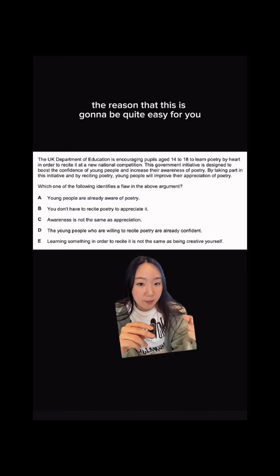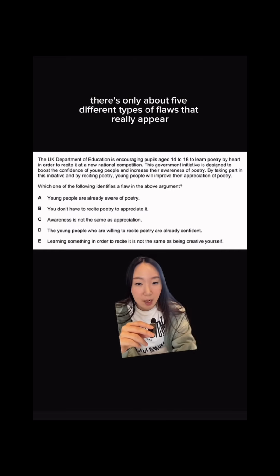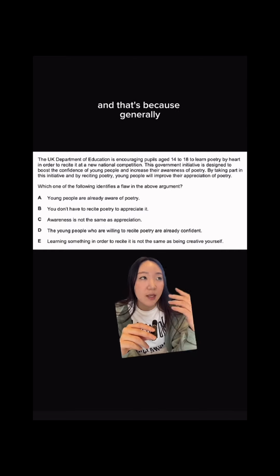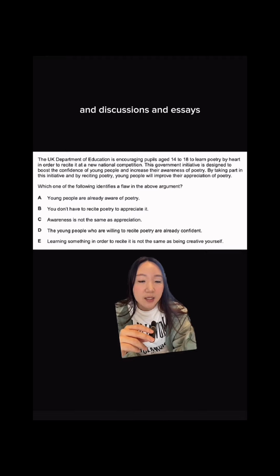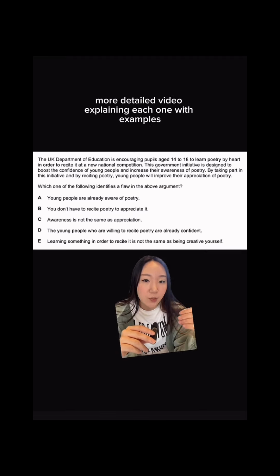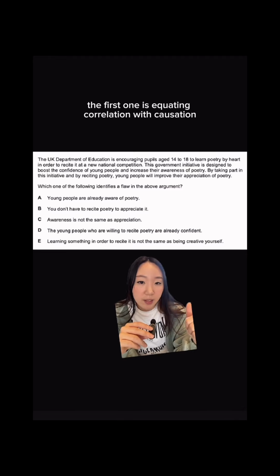The reason that this is going to be quite easy for you with a bit of practice is that in the TSA, there's only about 5 different types of flaws that really appear. That's because generally there are only really 5 main types of flaws that people make in everyday debates, discussions and essays. So I'll just run you through them quickly. I do have a much longer, more detailed video explaining each one with examples if you are interested in learning more. But just very quickly, the first one is equating correlation with causation.